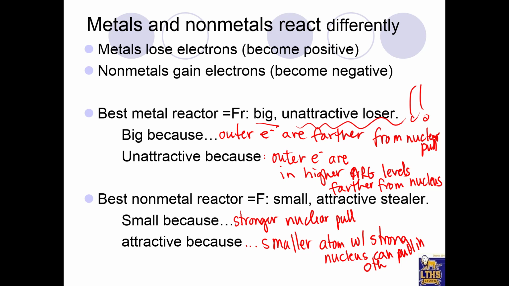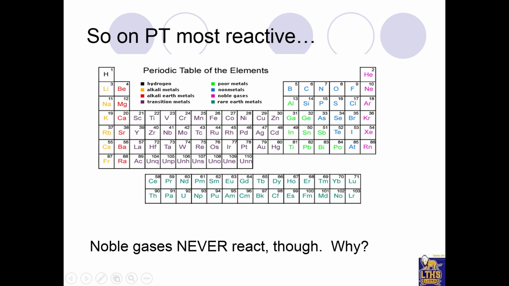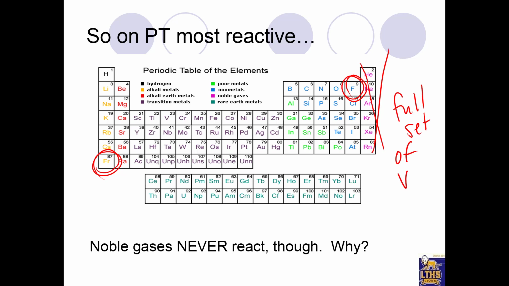Okay, so reactivity is separated by that zigzag line, metals and nonmetals. Metals get more reactive going down, whereas nonmetals get more reactive going across. More reactive that way, more reactive that way. So it's opposite of what you would think. Yeah, more reactive. All right, so on the periodic table, the most reactive elements are big metals and small nonmetals. And these guys don't react. Full set of valence electrons.